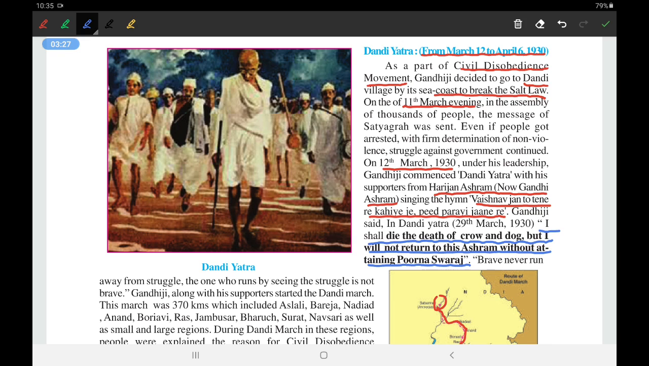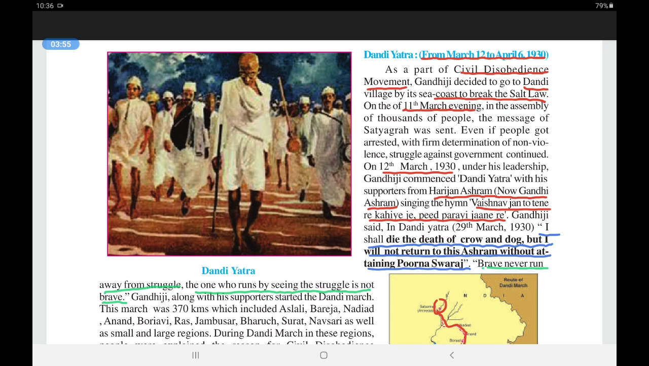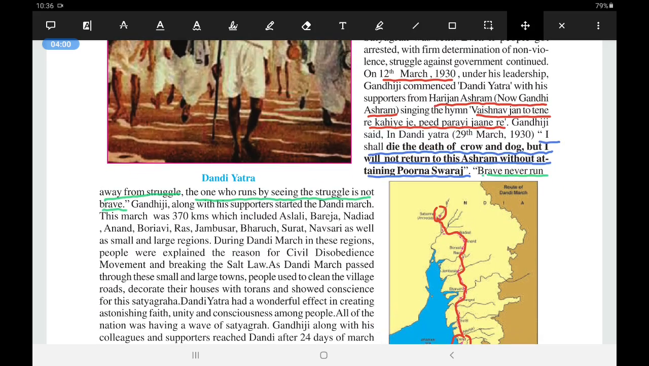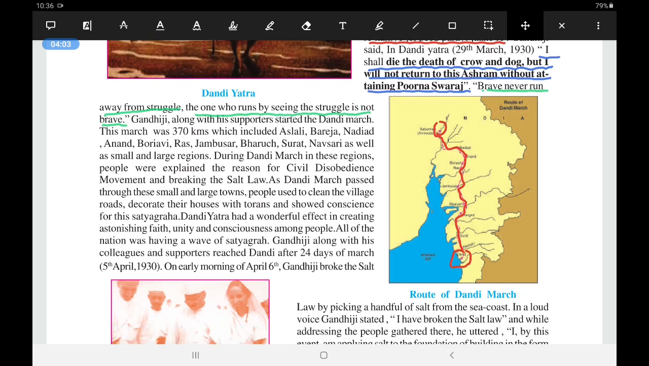At the same time, he also stated that the brave never run away from the struggle. The one who runs away on seeing the struggle is not brave. These words were spoken in Gujarati, but here they are translated into English. The brave never escape from the struggle; the one who runs away is a coward. In this way, Gandhiji stated his ideas and his firm determination to get Purna Swaraj.